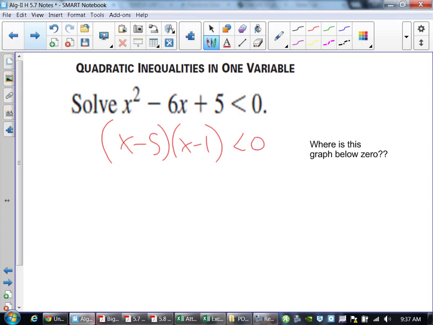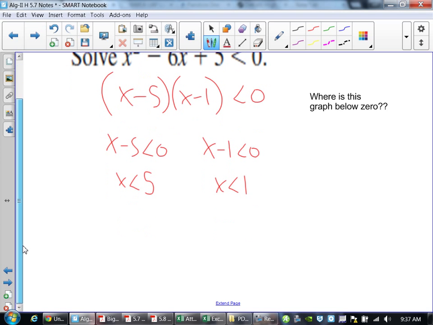Solve it out. That means x minus 5 is less than 0 and x minus 1 is less than 0. So x has to be less than 5, and x has to be less than 1. So when you put it all together, for all the values that are going to make this a true statement, your values of x are going to be within 5 and 1.